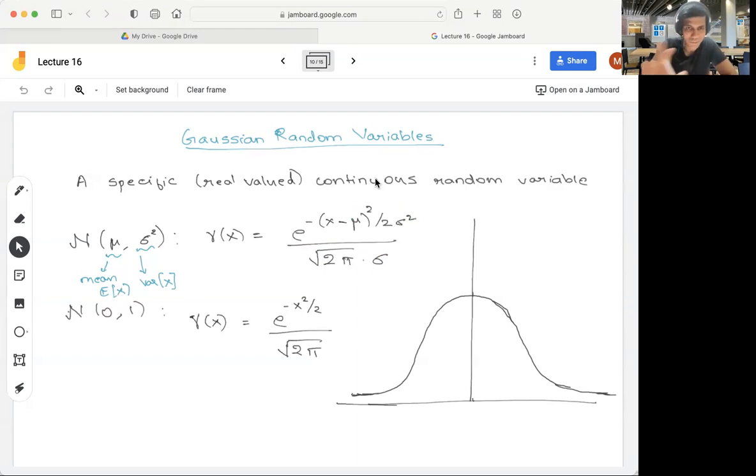We'll play with these expressions for a while until hopefully you feel a little more comfortable with these. But there are a few strange things about them. One, we have this x squared in the exponent. There's this strange square root 2 pi sitting in the denominator. But it's some function.